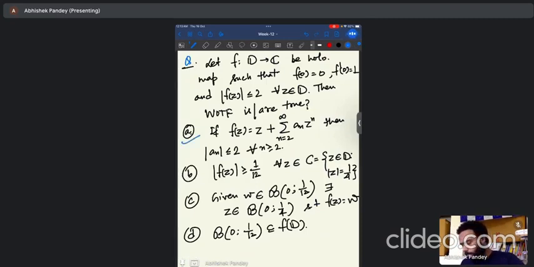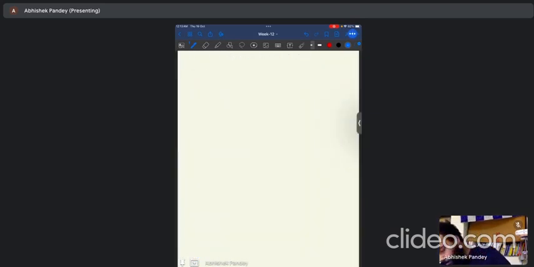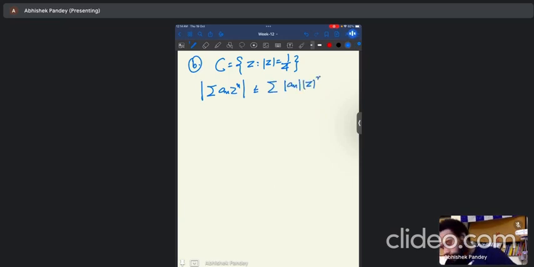Now let us look at option B. So this is your set C, the set of z such that |z| is 1/4. So |summation a_n z^n| ≤ summation |a_n||z|^n, and this is again less than or equal to, because |a_n| is less than or equal to 2 for all n, 2 summation |z|^n. This is B.